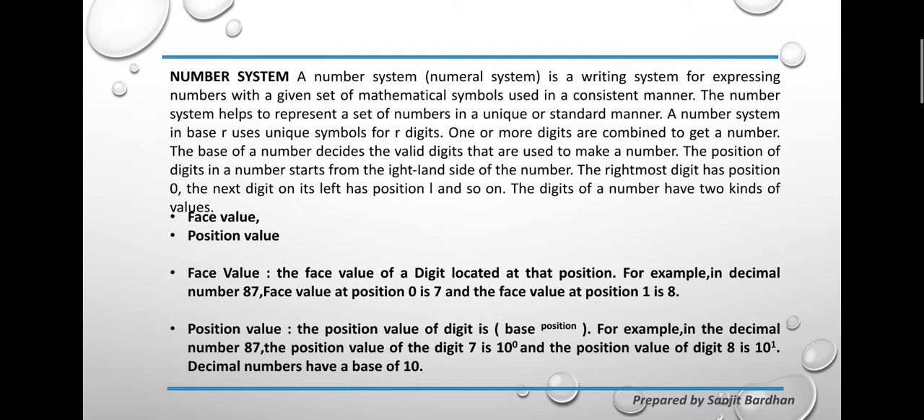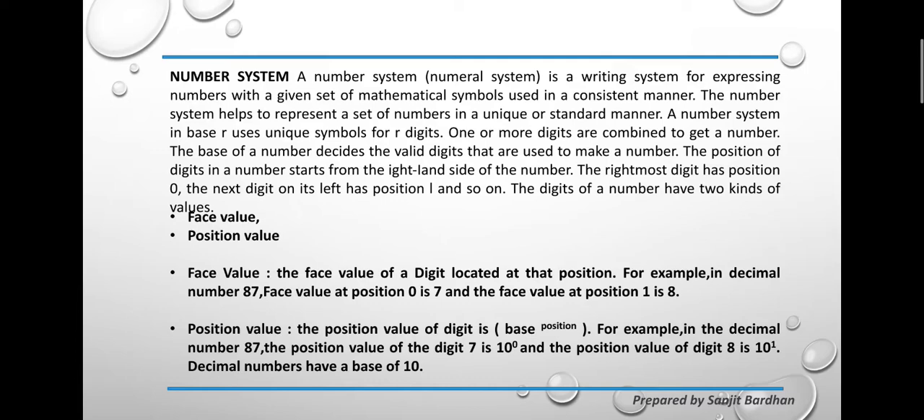And the next part is the face value and the position value. What is face value? The face value of a digit is the digit located at the position. For example, the decimal number is 87. You need to focus on this. Decimal number is 87. Okay, the face value at position 0 is 7, and the face value at position 1 is 8.